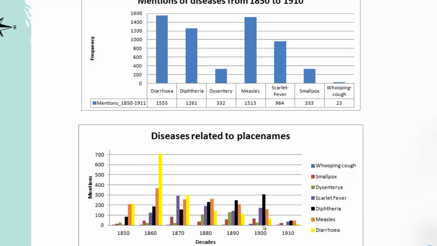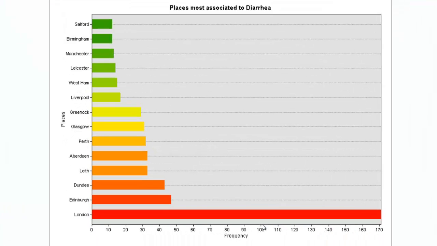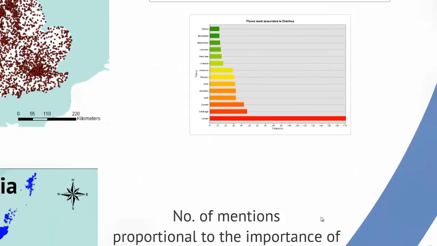You can also create other types of graphics looking at the places that have been most associated to particular diseases. London was the place that was most associated to the word diarrhea, followed by Edinburgh, Dundee, Leeds, and so on. So you can start to ask particular and very interesting questions from this data set.